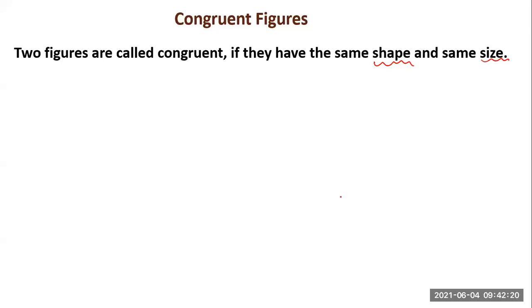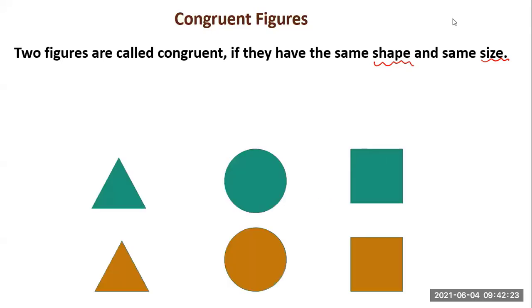For example, you can see these examples on the screen. Here we have triangles. These are equilateral triangles, and in an equilateral triangle all three sides are equal. We have taken two triangles with the same shape and same size. Suppose one is 3 centimeters and this one is also 3 centimeters, then both the triangles are congruent.